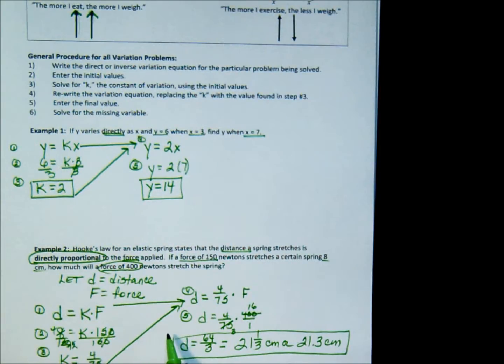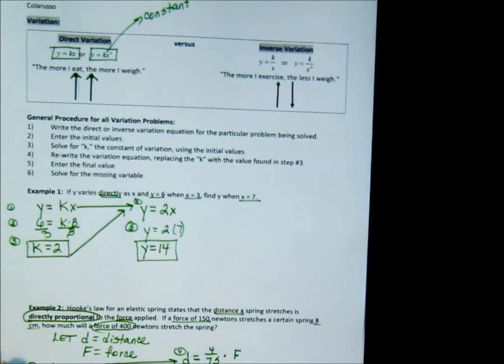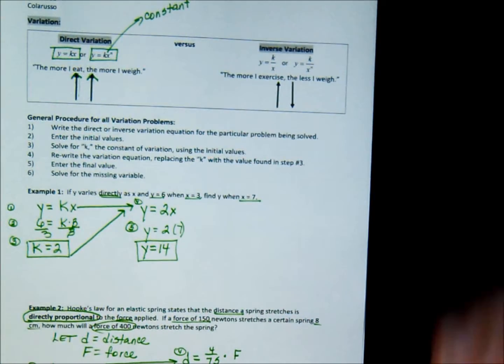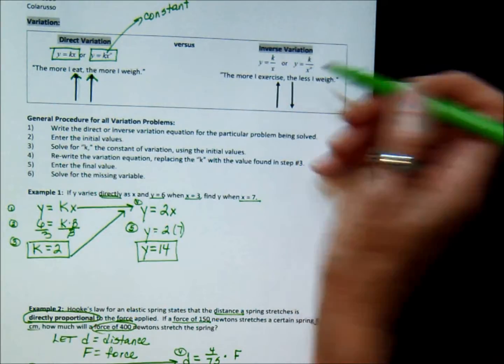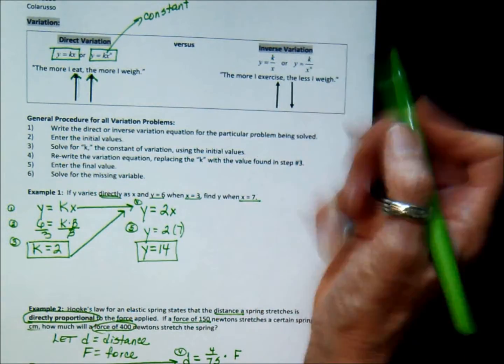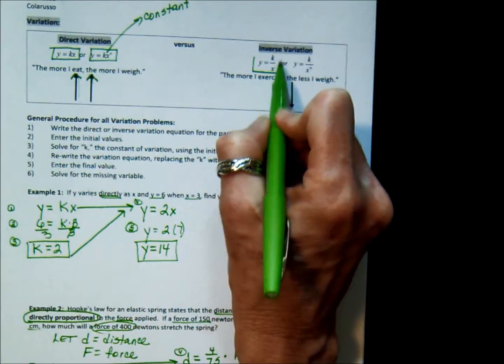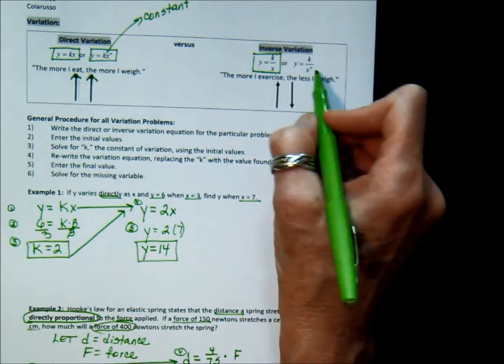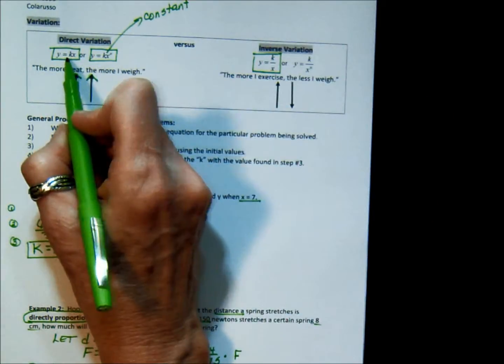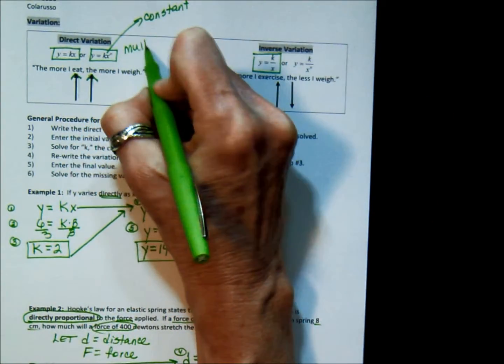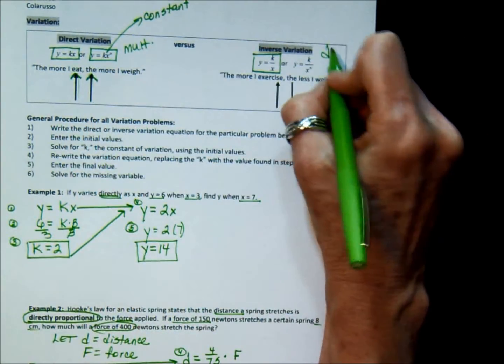Now, let's compare that to inverse variation, because we're going to do some inverse variation problems in just a minute on the next page. So let's look at inverse variation. Inverse variation says y equals k divided by x. And again, the x can be to a power. So rather than it being multiplication, which is direct variation, this is division.